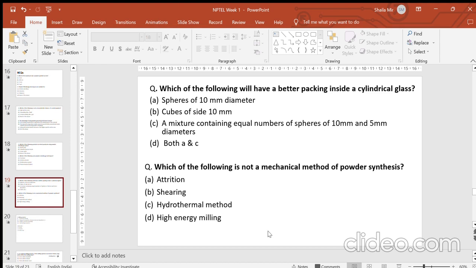Because attrition is simply the rubbing action between the particles, so it is a mechanical method. Shearing is cutting between the two particles. It is mechanical. The high energy milling is itself milling, a mechanical process. So hydrothermal method. What is the hydrothermal method?